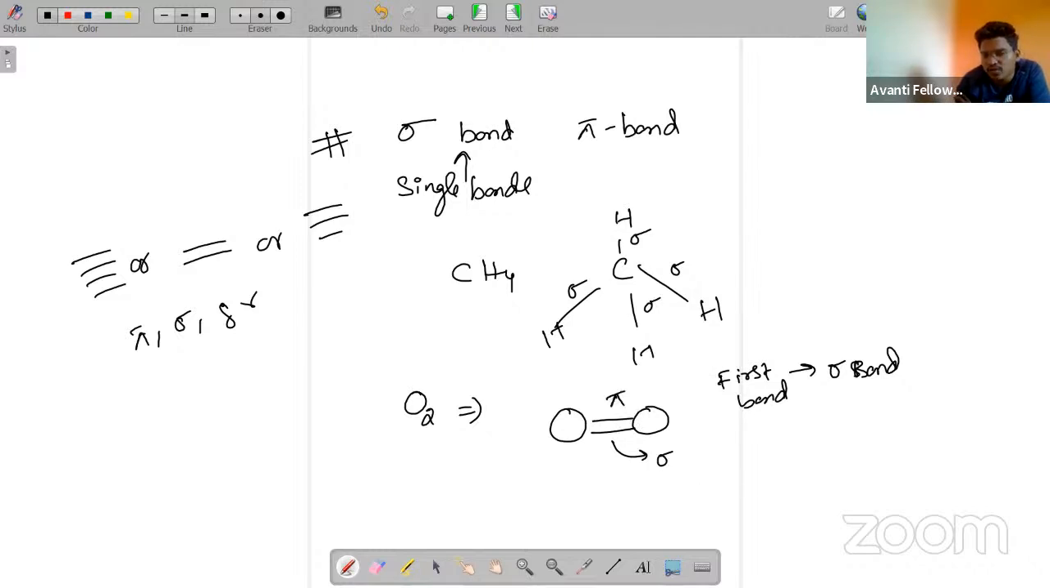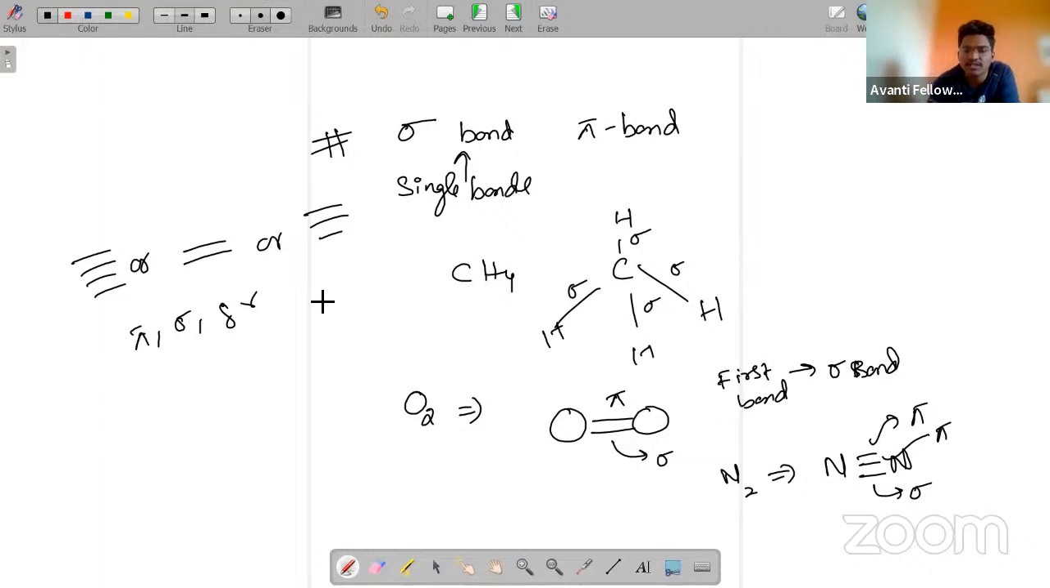Next one is N2. How do you write N2? N triple bond N. So the down one is sigma, and this is pi and this is a pi. So this is how you need to remember the number of sigma and pi bonds. Very clear. I hope everyone is clear with the number of sigma bonds and pi bonds.